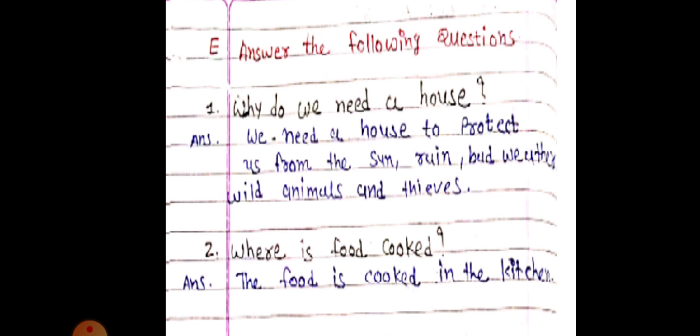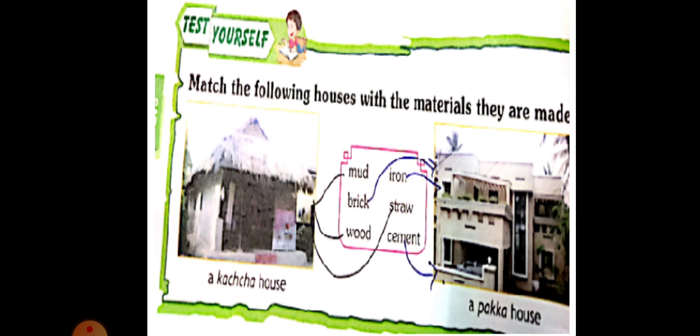Now test yourself, that I have given you. See, match the following houses with the material they are made of. Here two houses are given, kacha houses and pakka houses, and one bag or box is given, that is the material. दोनों हाउस बनाने में which kinds of material we have to use, that you have to tick: mud, brick, wood, iron, straw and cement. I have also matched it, but you don't write it in your notebook. You have to write it down. How you have to write it, I will show you.